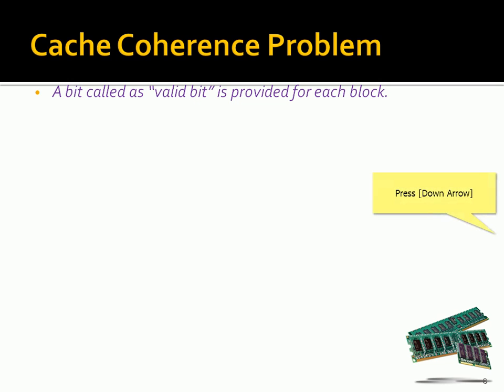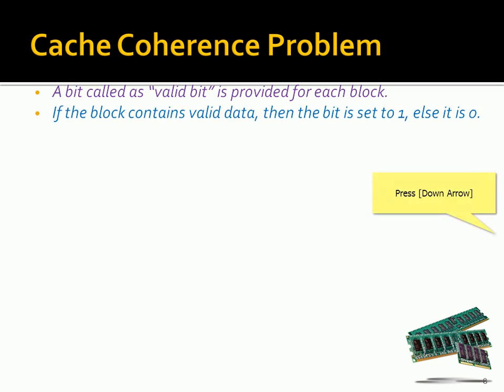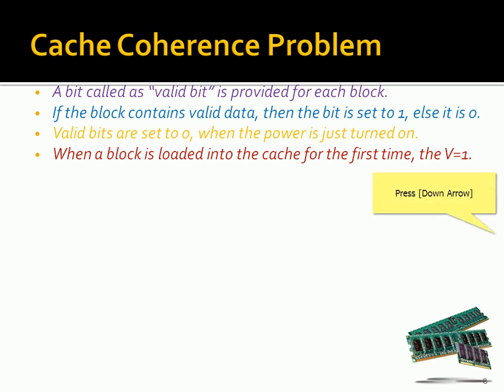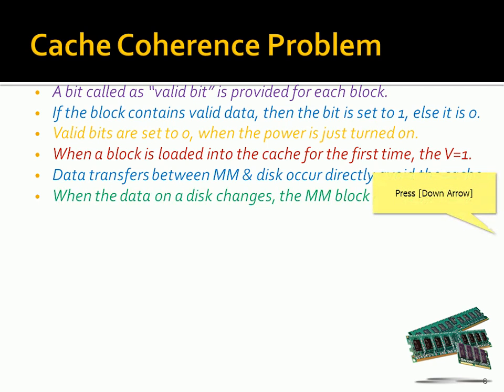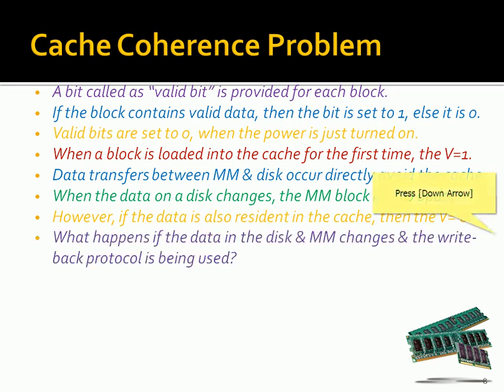A bit called the valid bit is provided for each block. If the block contains valid data, then the bit is set to 1, else it is 0. So 1 indicates valid data. Valid bits are set to 0 when the power is just turned on. When a block is loaded into the cache for the first time, the valid bit V is equal to 1. Data transfer between main memory and disk occurs directly, avoiding the cache. When the data on the disk changes, the main memory block is updated. However, if the data also resides in the cache, then V is equal to 0.